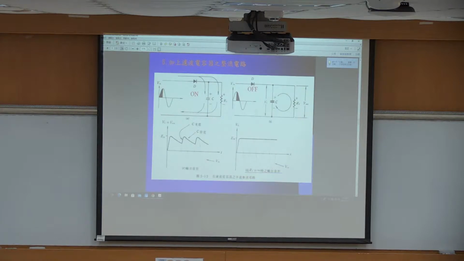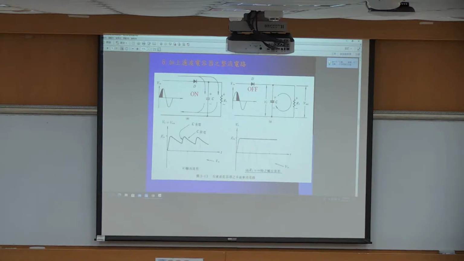And here is the circuit that we call the peak rectifier. The peak rectifier means that when we use these circuits, we charge this capacitor to its peak value, and we hope that it will be stable at a constant value.